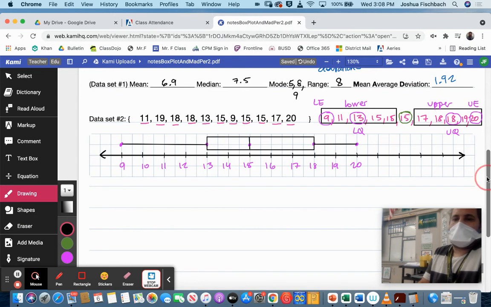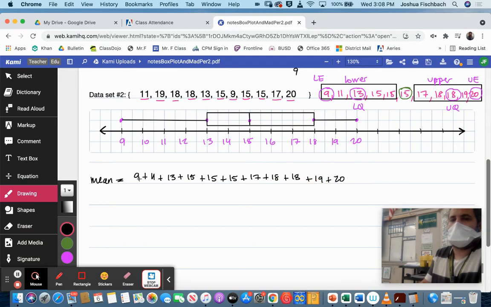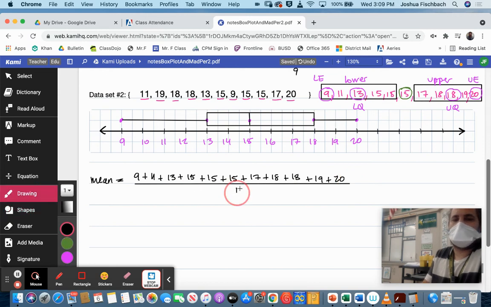And then we got to figure out the mean. Now the mean requires some work. So once again, I'm going to probably let the calculator do some of this. So let's write out what happens though. To find the mean, what you're going to do is you're going to add up all the values. So 9 plus 11 plus 13 plus 15 plus 15 plus 15 plus 17 plus 18 plus 18 plus 19 plus 20, which would be 11 things, 1, 2, 3, 4, 5, 6, 7, 8, 9, 10, 11. And then you're going to divide by the number of items, which in this case is 11. So you divide by 11.